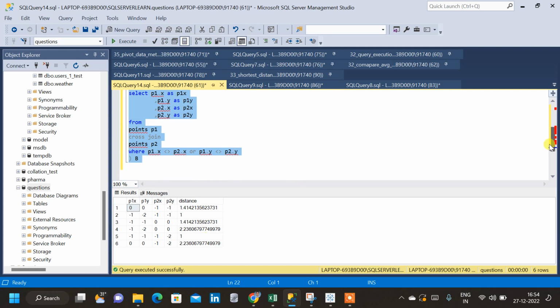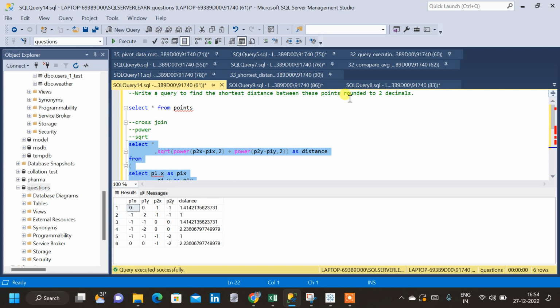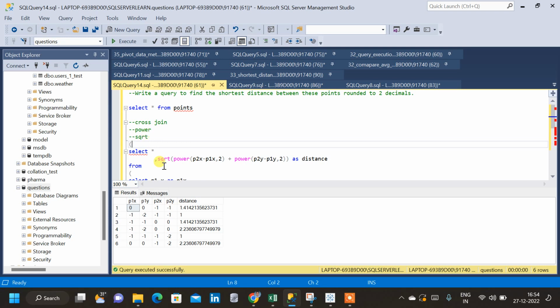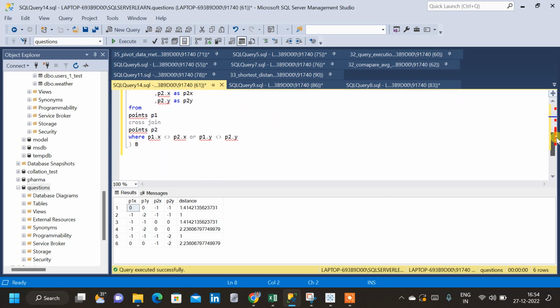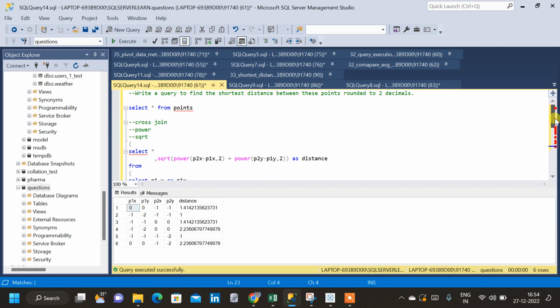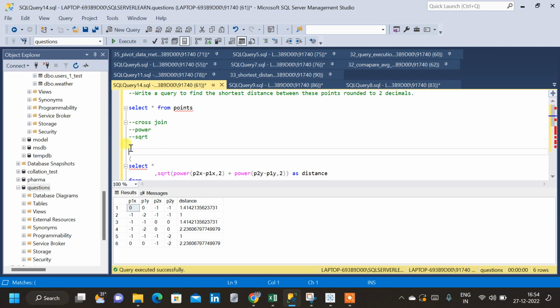Now the question is asking us to find the shortest distance between these points. So what I'm going to do is consider this entire query as a subquery, and give it an alias name, and outside that I'm going to use the minimum function, that is select min of the distance as shortest distance. I'm giving the column name as shortest distance.